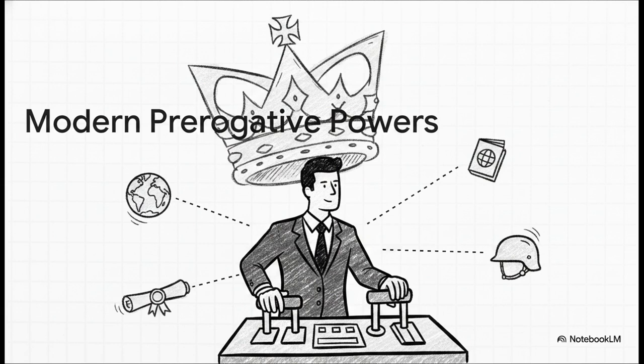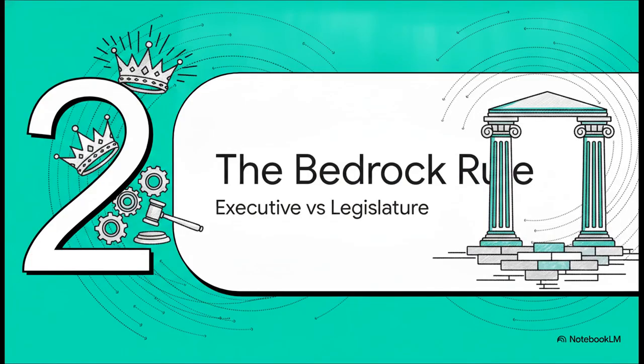But here's the absolute crucial modern reality we need to keep in mind. While the monarch holds the legal responsibility on paper, it's actually the Prime Minister and government ministers who pull these levers today. Moving right along to Section 2, the bedrock rule.